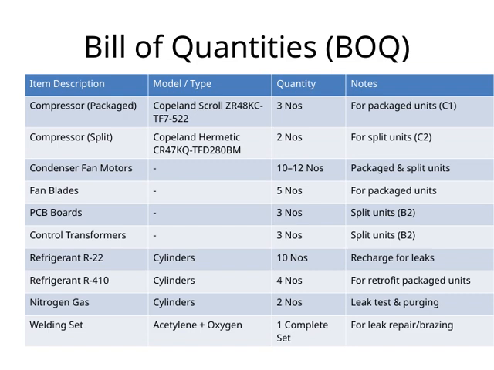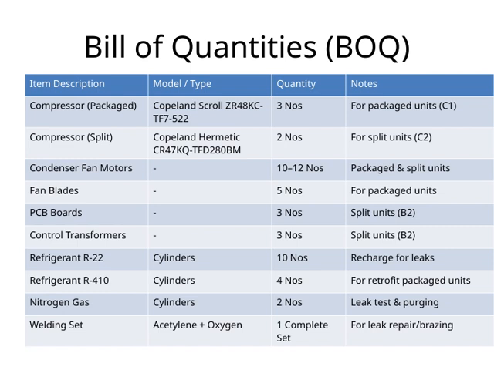Let's take a closer look at the bill of quantities for this project. Starting with the compressors, we have 3 packaged units, specifically the Copeland Scroll ZR48KC TF7522 model. These are essential for the packaged systems, and we'll need 3 of them. For the split units, we're using 2 Copeland hermetic compressors, model CR47KQ TFD 280BM. These 2 will handle the split configurations.